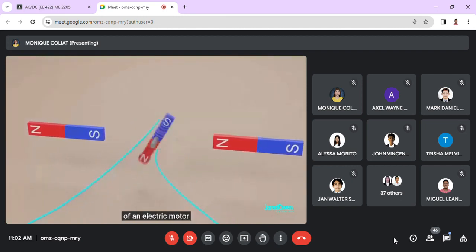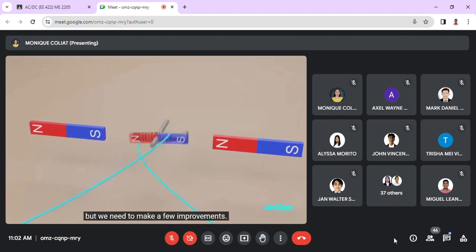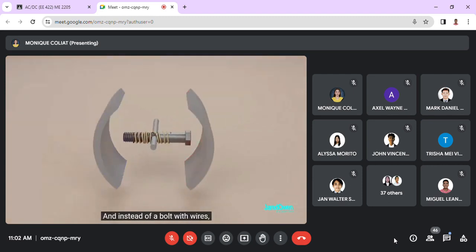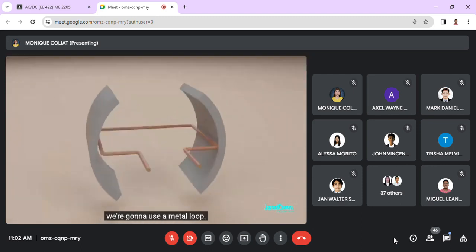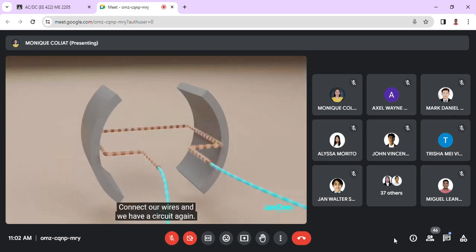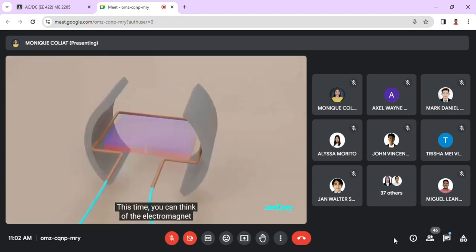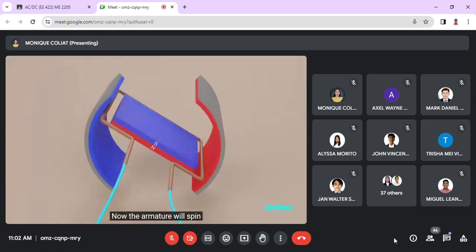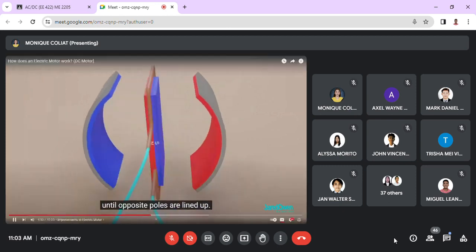The two side magnets can be replaced with stronger curved magnets. And instead of a bolt with wires, we're going to use a metal loop. This is called the armature. Connect our wires and we have a circuit again. This time you can think of the electromagnet as flat like this with the south pole pointing up. Now the armature will spin until opposite poles are lined up. We keep it spinning by switching the wires just like we did before.